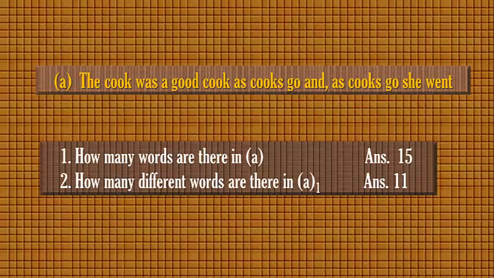Now look at question 2. How many different words are there in A? Now we see that the words cook, cooks, as, and go are repeated. So if we remove the repetition, then we are left with 11 words, or 11 different words.